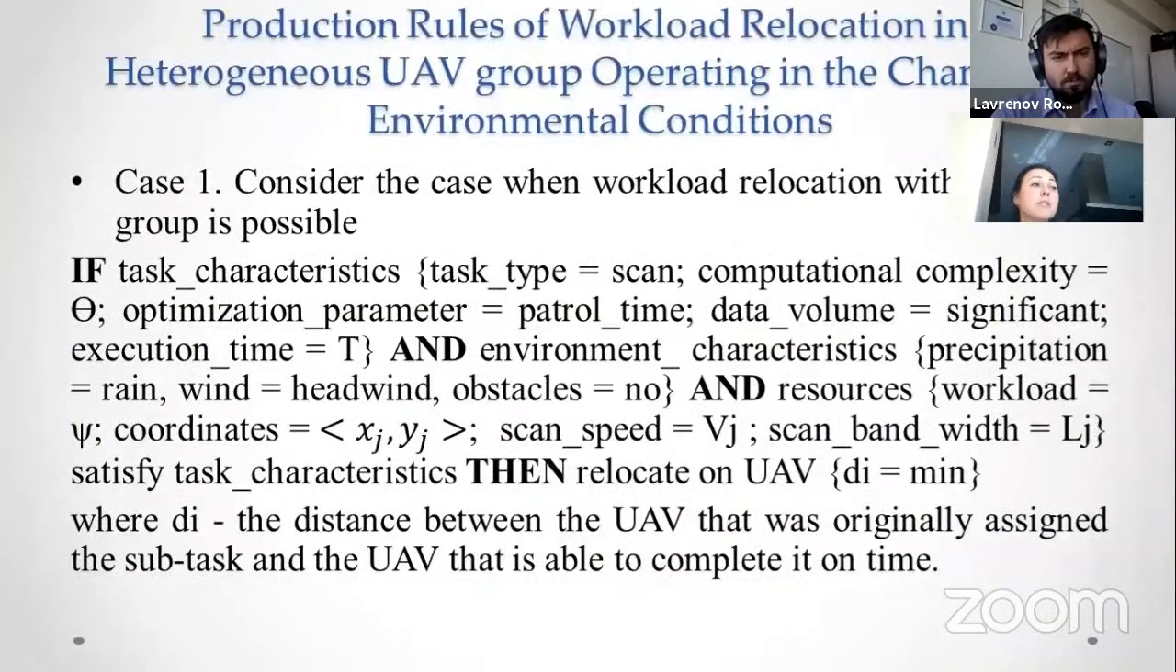We will assume the following. Every URV involved in the group has a limited onboard resource and a radius of direct communication. Fog devices are static and have some computing resources. Below we consider two possible cases of workload relocation. The first one is when it is possible to relocate the workload to the nearest URV. The example of a production rule of this case is presented here.